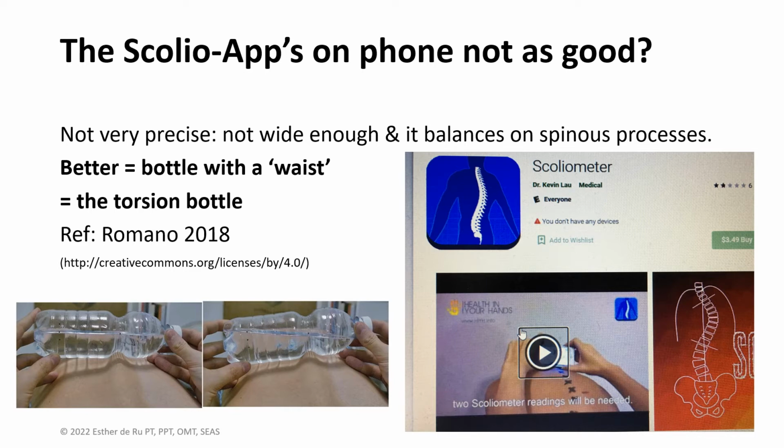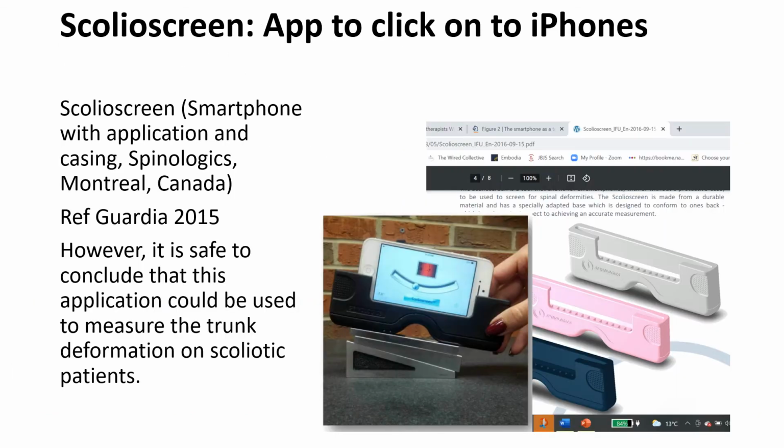If you don't have a scoliometer, people have decided to use an app that they can download on their phone, and then they use their phone to glide across the spine. I don't think that's such a good idea because it's not long enough, and the scoliometer actually needs to measure both sides of the trunk and the rib cage, and it can't because it's too small. Better is then, if you don't have the scoliometer, the torsion bottle, as described in this article by our colleague Romano. So instead of downloading an app, it might be better to buy a scolio screen, a piece of equipment that you can click your phone into that actually turns into a scoliometer.